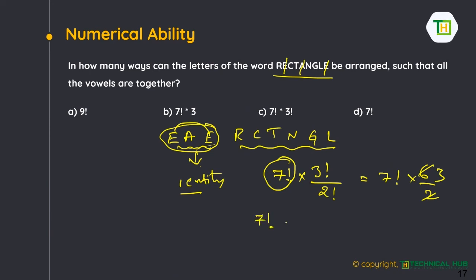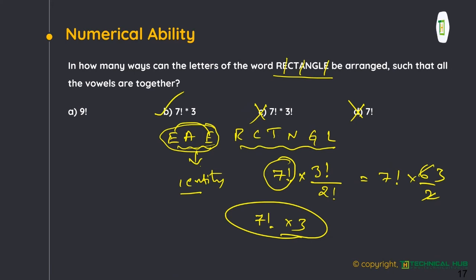7 factorial into 3. It is not 3 factorial. There is a chance of making a mistake here also. It is not 7 factorial into 3 factorial. This is not your answer. Your answer is 7 factorial into 3. That is your answer. Please note down the solution.